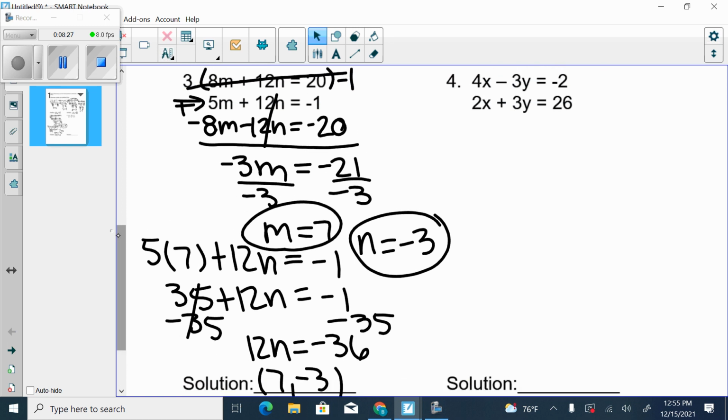Okay, on number 4, if we add them together right now, is anything going to cross out? Yes. So we don't have to multiply anything. We're just going to add them together. So what is 4x plus 2x? 6x. And what is negative 3y plus 3y? Cancels out. Is equal to negative 2 plus 26. 24. And then how do we get x by itself? Just divide. So what is x?